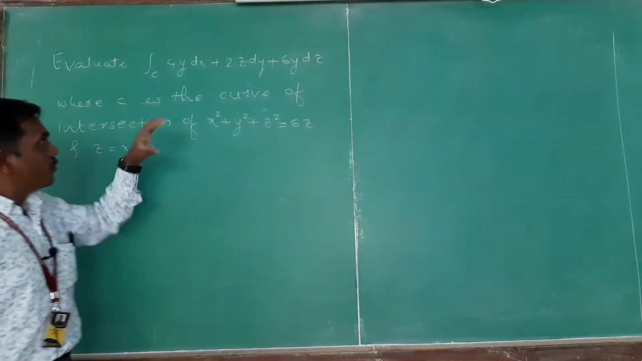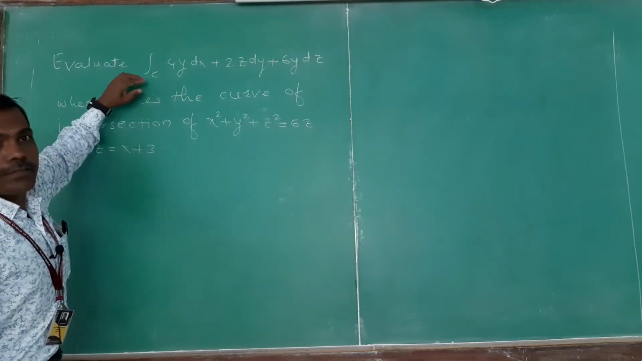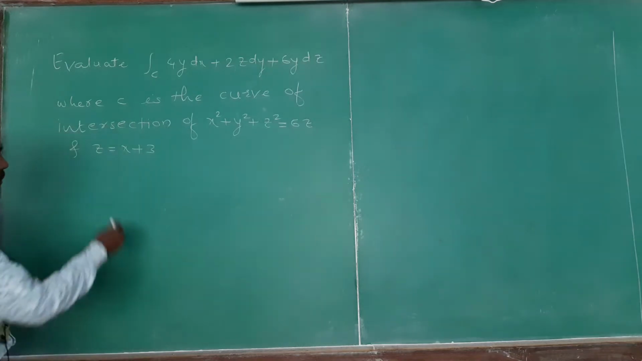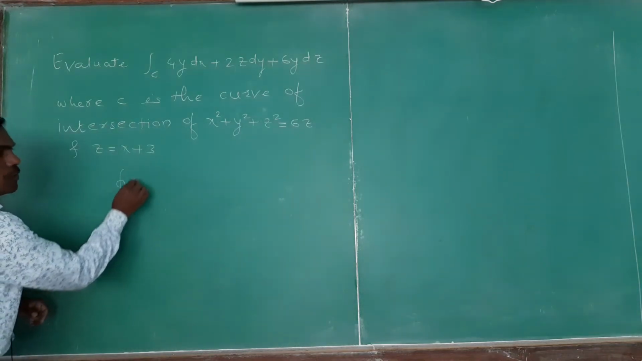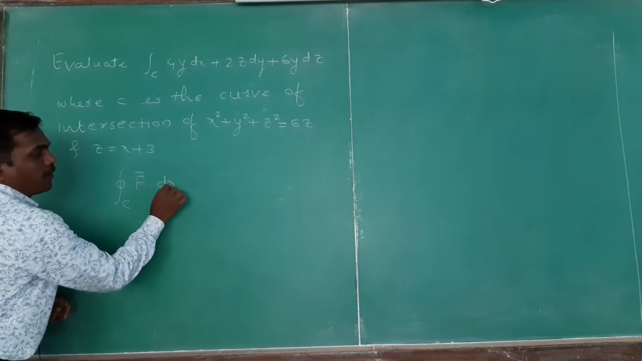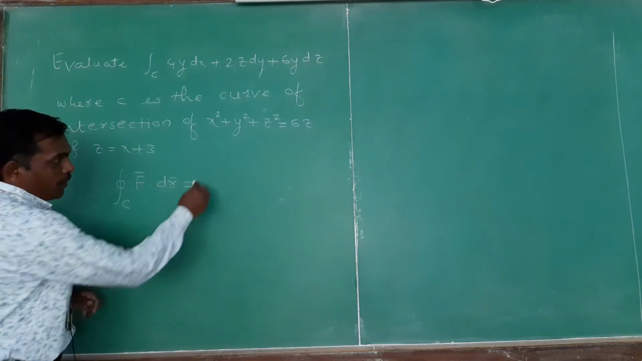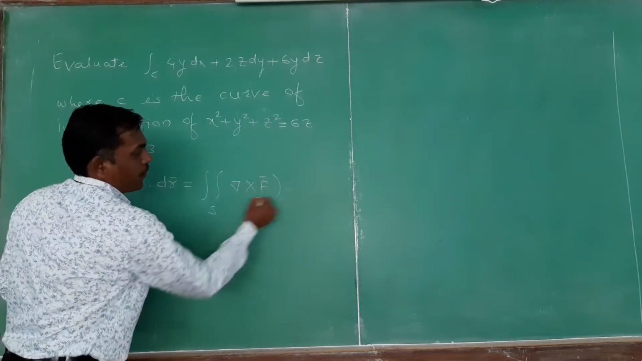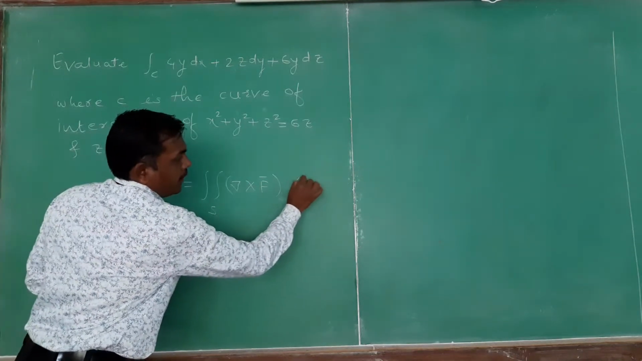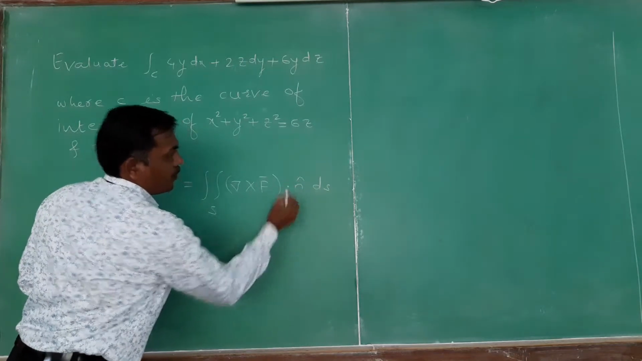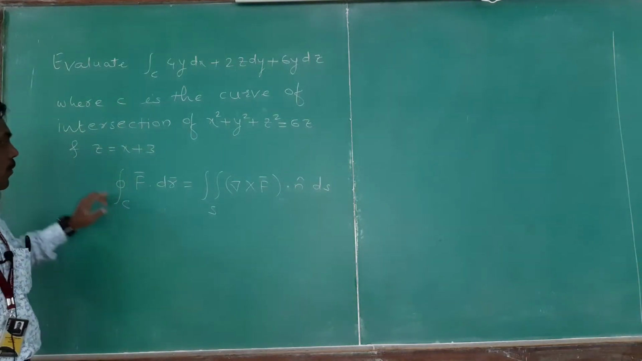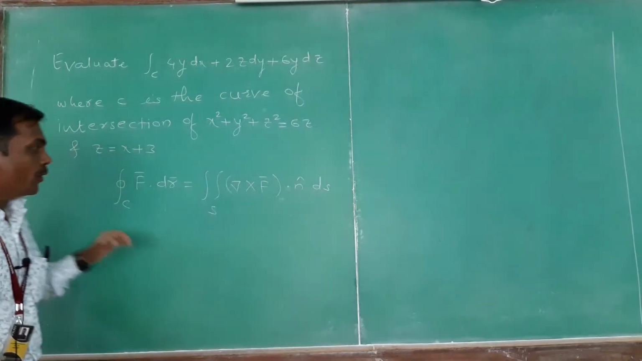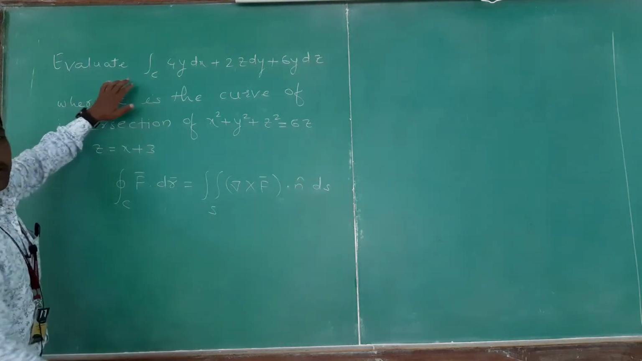So we will evaluate this integral over the circle. So we use Stokes theorem here. What is our Stokes theorem? Stokes theorem is: integral over a closed curve C f bar dot dr bar is equal to double integral over S del cross f bar dot n cap ds. So this is our Stokes theorem, line integral connected with double integral. So we are going to solve this example using Stokes theorem.